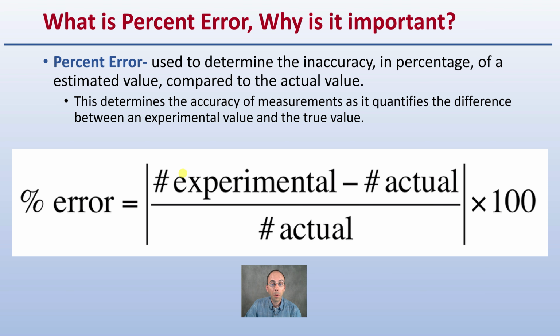You're going to get the experimental data point. You're going to subtract it from the actual number. And then the key part is you're going to take that difference, divide it by the actual, multiply it by 100 to get your percent error.